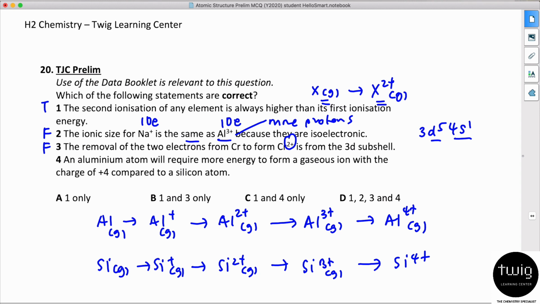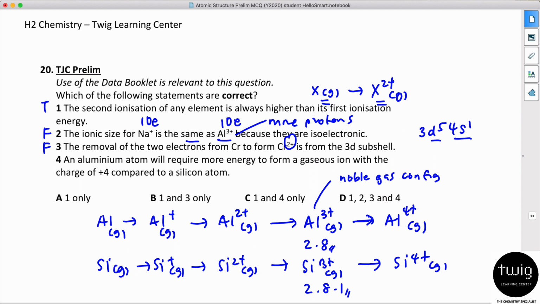The thing is this, if you look at the configuration, Al3+ has a noble gas configuration. The configuration for Al3+ is just 2, 8. I'm keeping it simple. But the configuration for Si3+ is actually 2, 8, 1. So to remove one electron from Al3+ to Al4+, you're removing from the second shell. But from Si3+ to Si4+, you're actually removing an electron from the third shell.